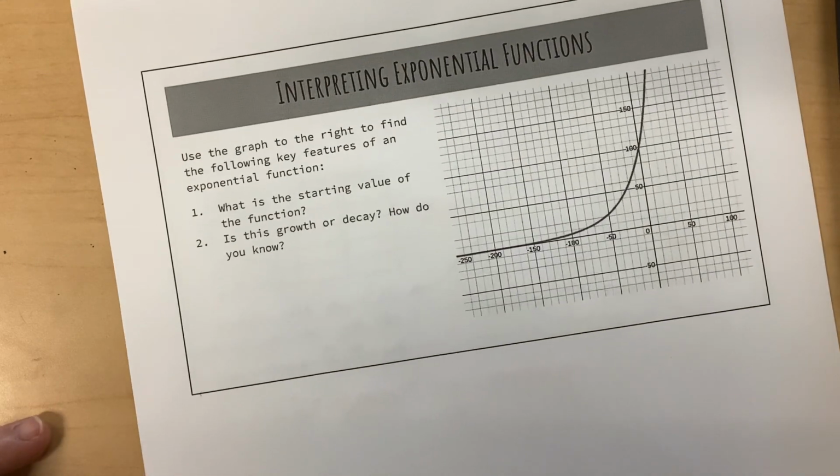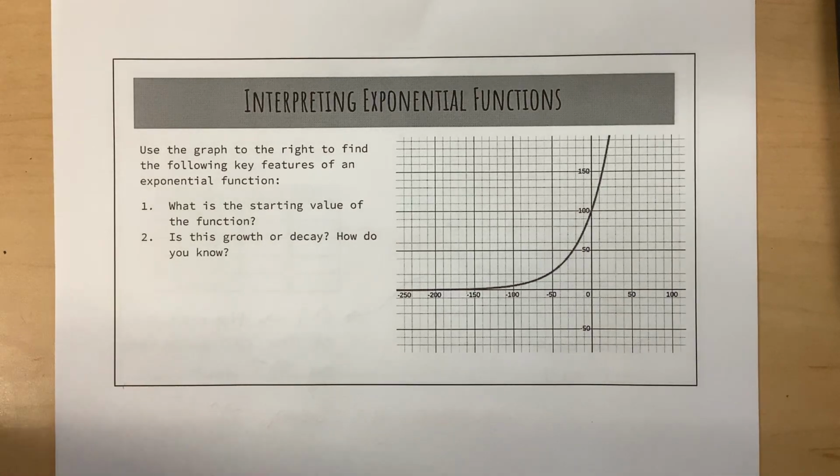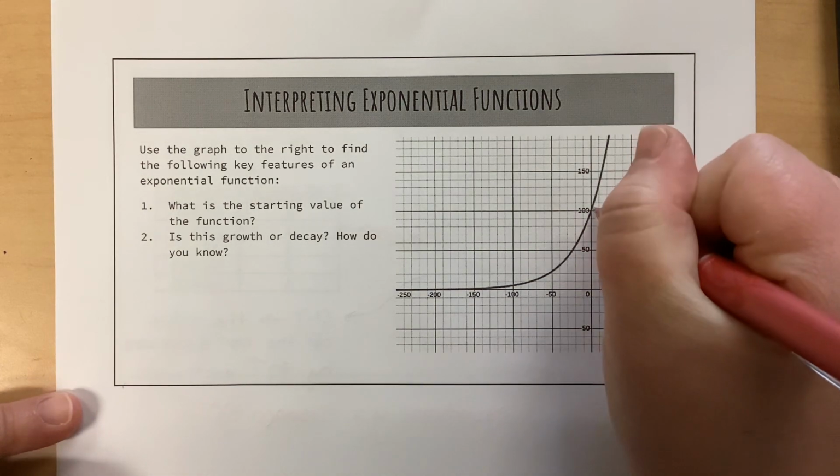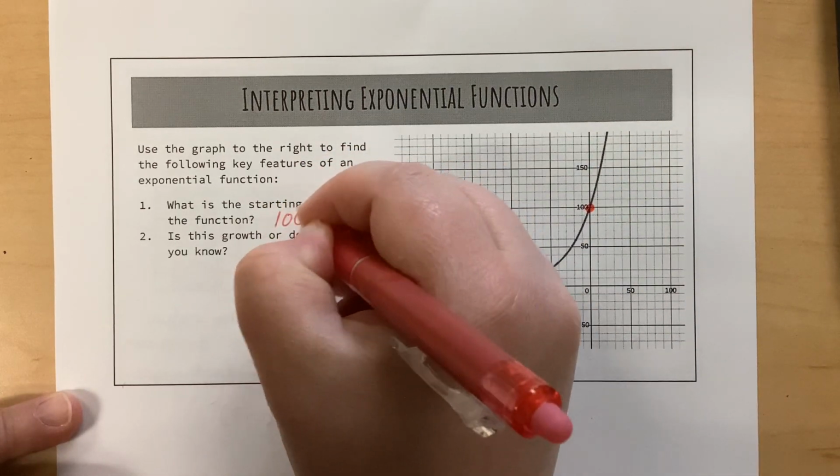All right, it says use the graph to the right to find the following key features of an exponential function. Now, from a graph, I'm not generally going to ask you what the common factor is or how to write the equation, so you don't have to worry about that. The only thing that I'm asking you to find right now is what the starting value is and whether or not it is growth or decay, okay? So, first of all, the starting value is always the y-intercept. So I'm just gonna go to the graph and I'm gonna find the y-intercept, which is 100, okay?